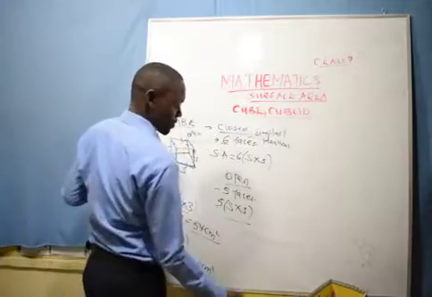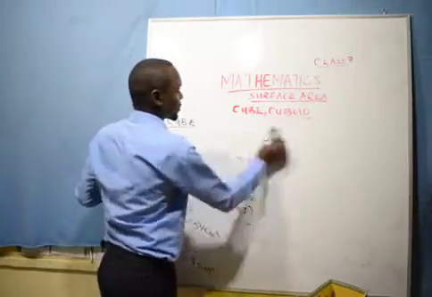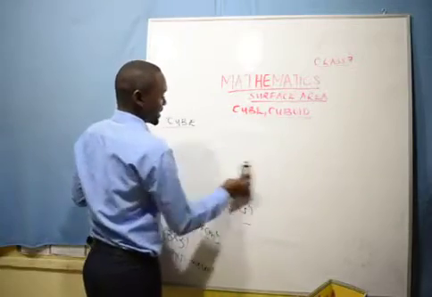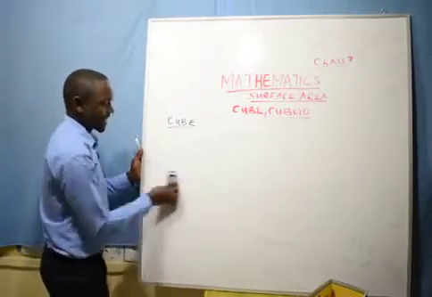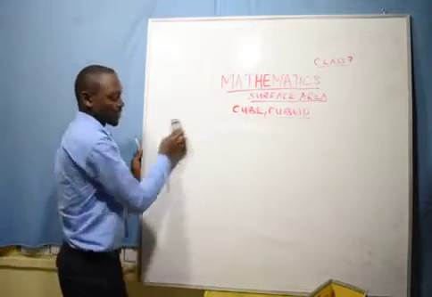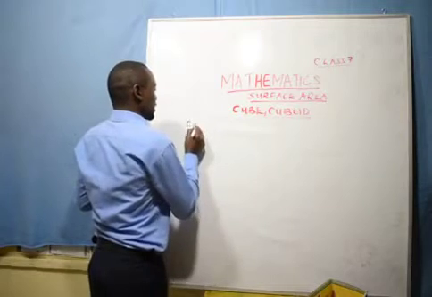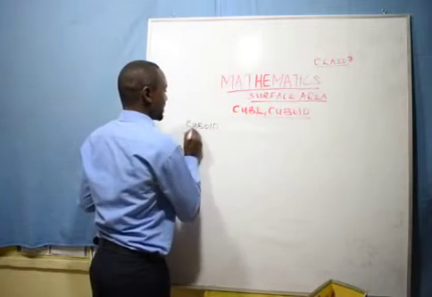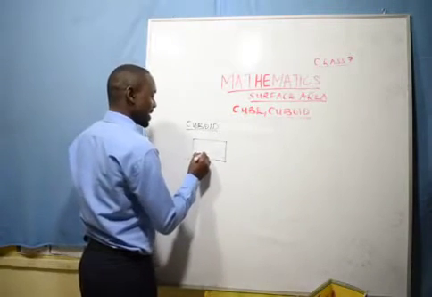Let's look at the surface area of a cuboid. A cuboid is a rectangular prism. It means that it is rectangular in shape.